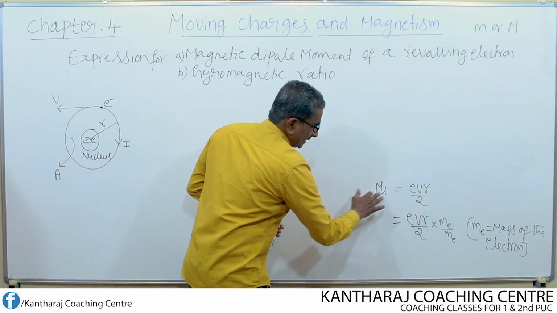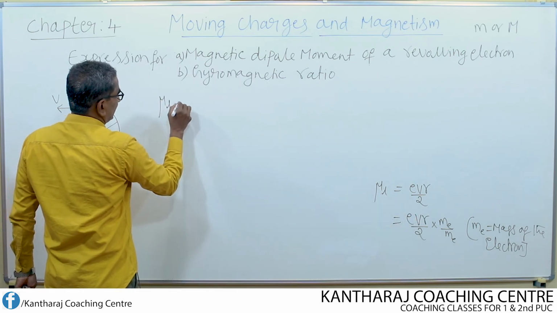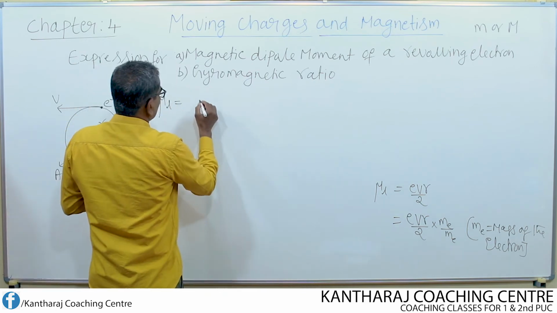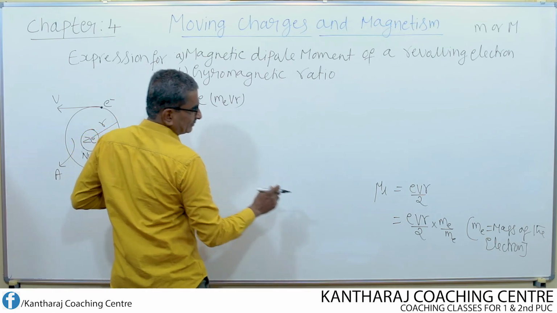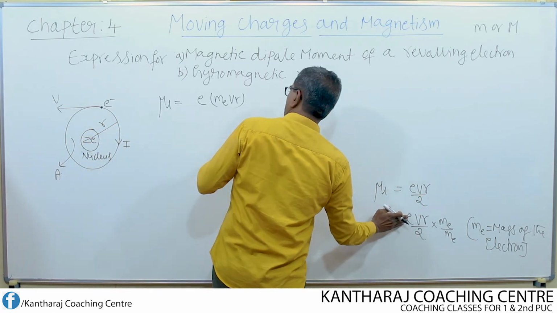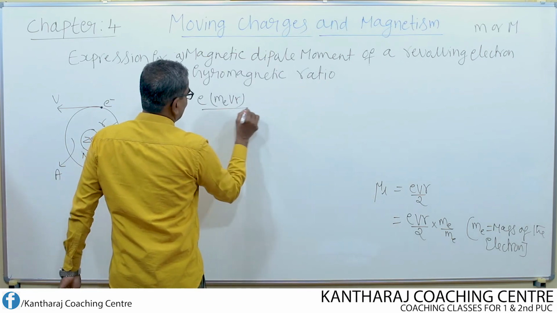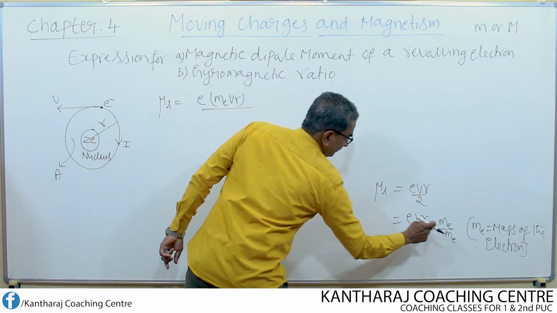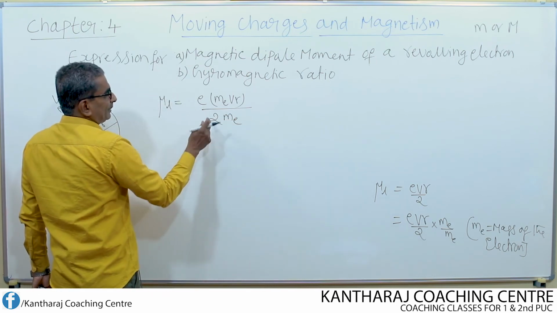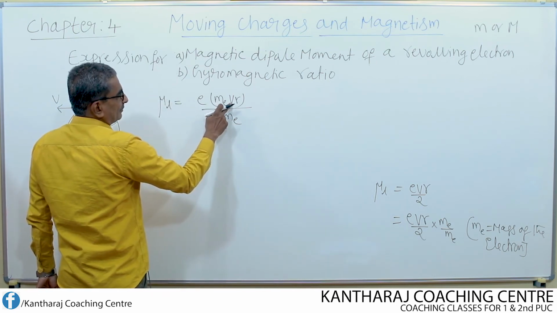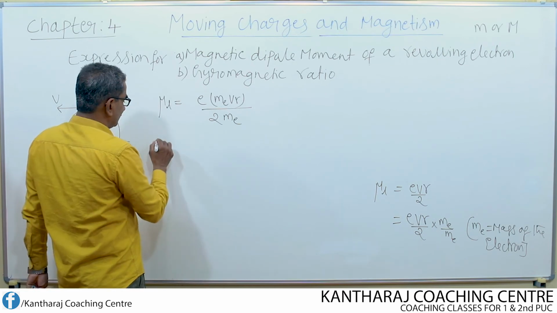Now let us rewrite this equation. Mu L is equal to E, and I rearrange the terms. I keep E separately, I group MEVR together. In the denominator 2 into ME is there. But what is the product of mass, velocity and this radius R?